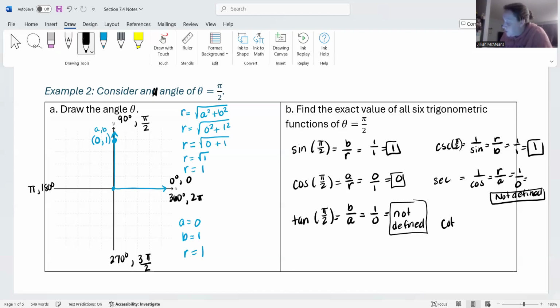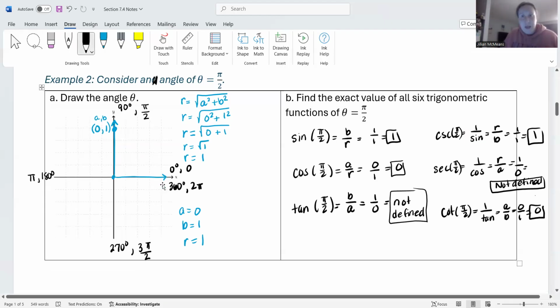So pi over 2, and cotangent of pi over 2. Now, cotangent is the reciprocal of tangent. So that would be A over B, which is, let's see, A is 0, B is 1, so cotangent is 0. Okay? Be really careful with these quadrant angles. It's the quadrant angles where you're going to have situations that are not defined. Okay? Let's see, do I have another example here?